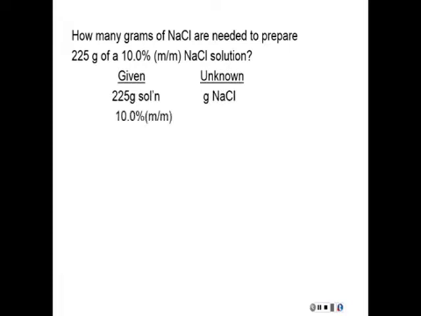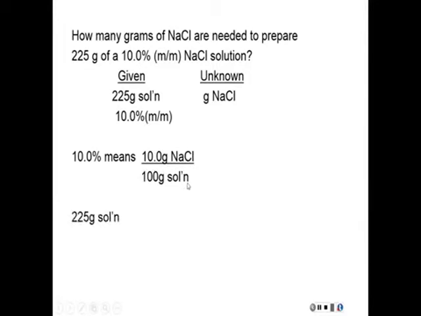So we're given 225 grams of solution, and we have our percent, and we want grams of sodium chloride. So the first thing is to really take that percent apart. So percent means 10 grams of NaCl for every 100 grams of solution. Now we want 225 grams of solution, so that's going to be more than 10 grams of sodium chloride. Now we're going to use this fraction here as a conversion factor. So when I take my given information, the 225 grams, notice how I just multiply it by this conversion factor.